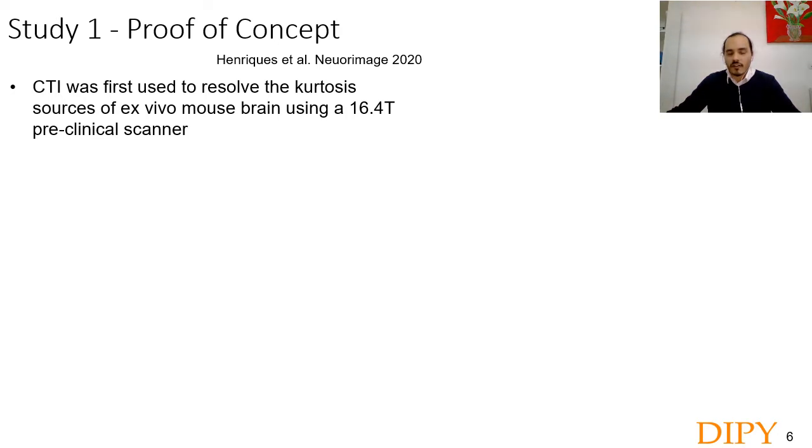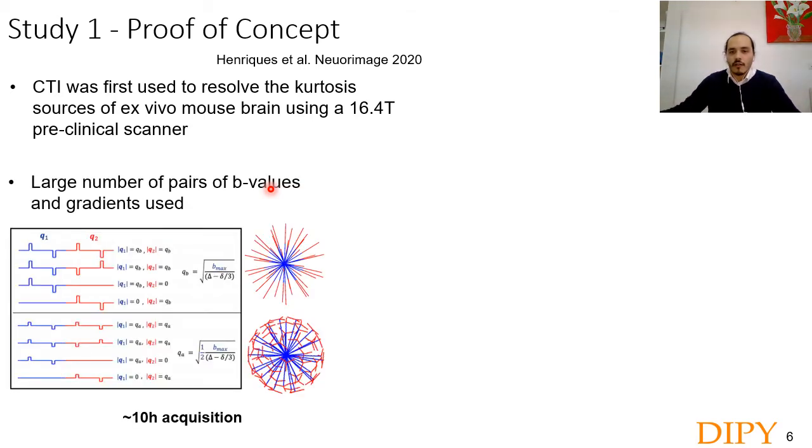In the first proof of concept CTI study, we used it to resolve the kurtosis sources of ex vivo mouse brain using a 16.4 Tesla preclinical scanner. Basically, we used a large number of DDE b-value pair combinations, as well as a large number of pairs of DDE gradient directions.